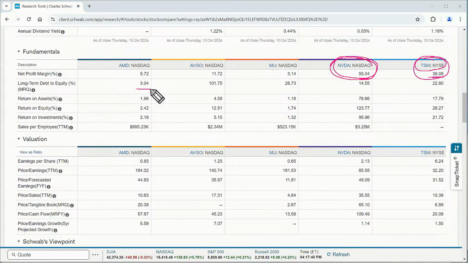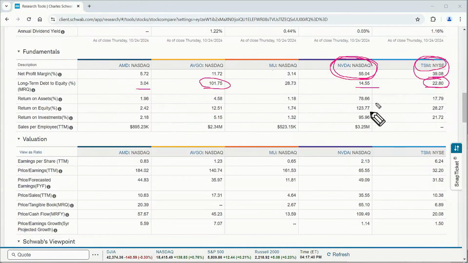Debt ratios, that's pretty low. AVGO, not so much. Broadcom has a higher debt ratio, but 14%, 22%, for most investors, that's not a huge concern, to be very honest there.